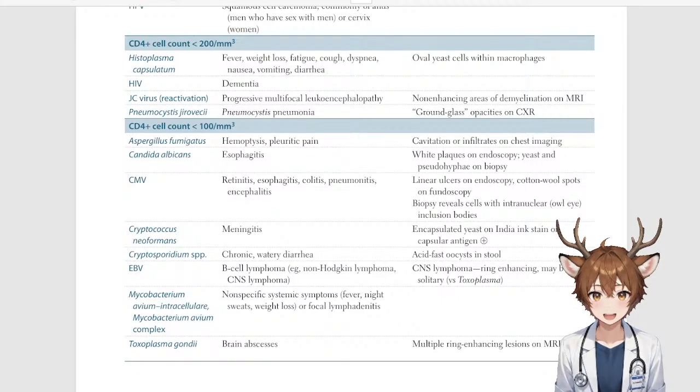Because it sounds similar to each other. MAC and TB sound similar to each other in terms of how they present themselves. Non-specific systemic symptoms, fever, night sweats, weight loss, right? You think, oh, maybe that's TB. Well, if it's less than 50, it's probably MAC, but if it's more than 50, it's probably TB.